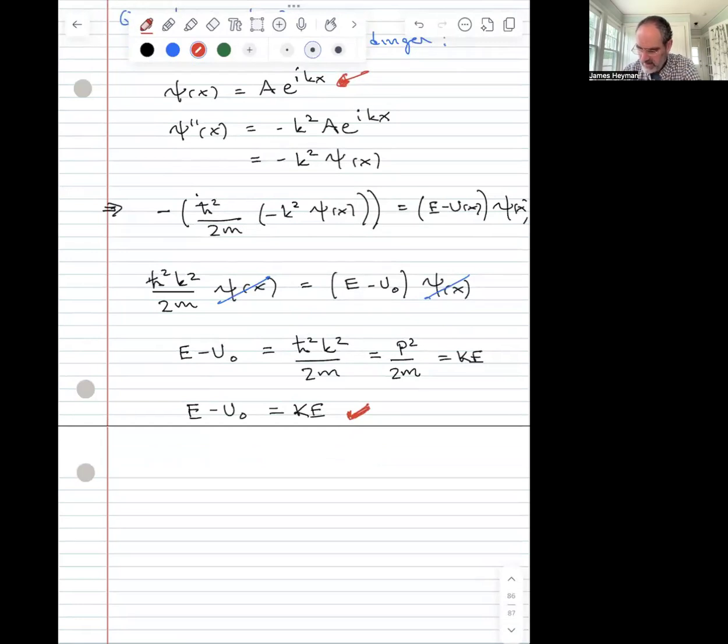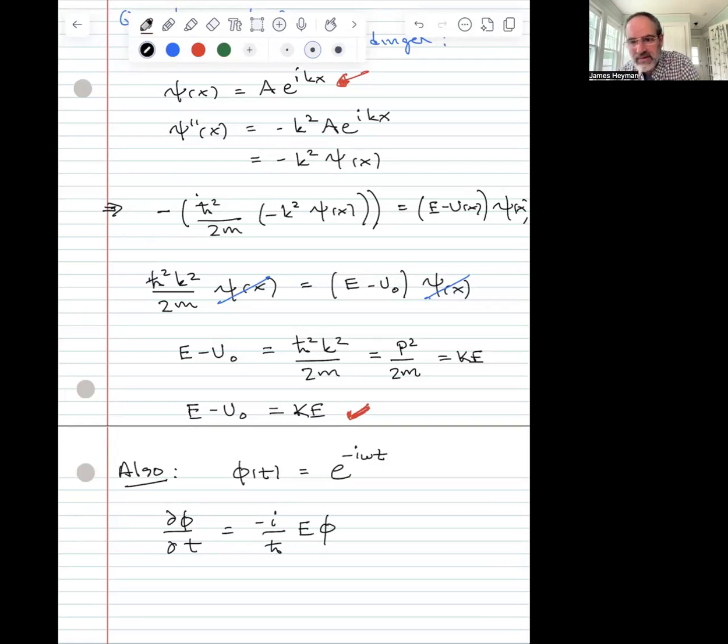Oh, what about the time-dependent part? So also, we'd like to see that psi of t, which is e to the minus i omega t, solves the time part of Schrodinger's equation. And actually, I'll let you do that on your own, okay?